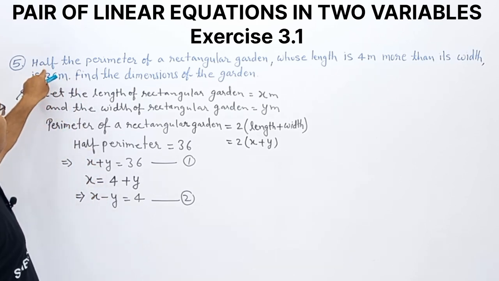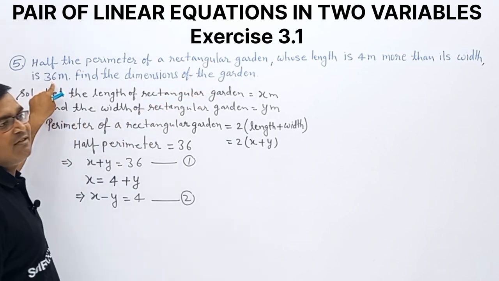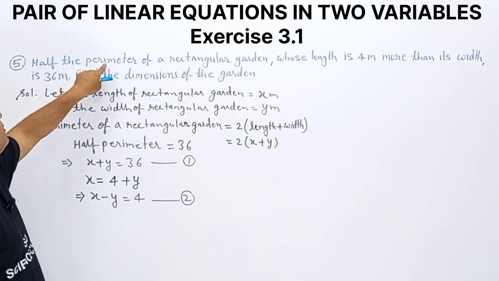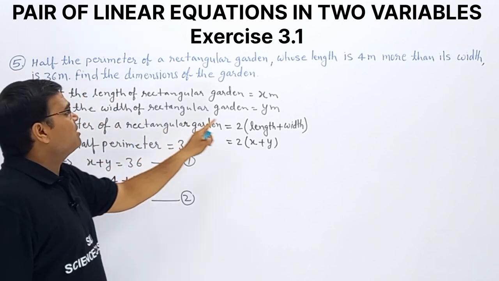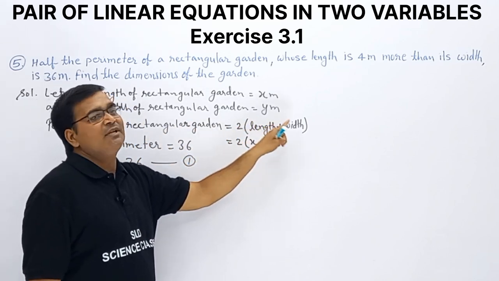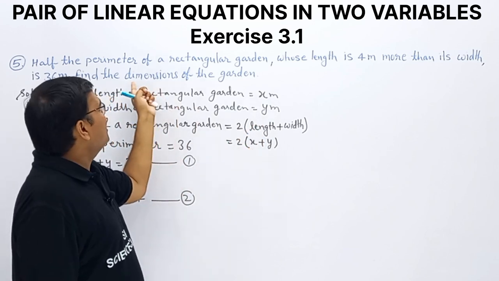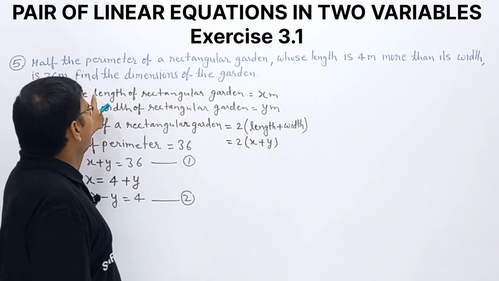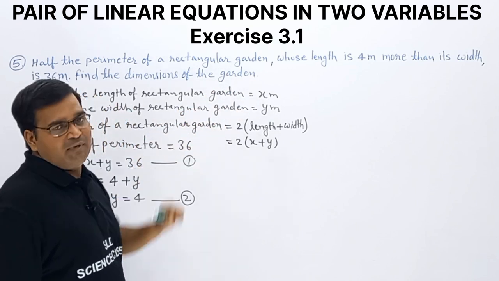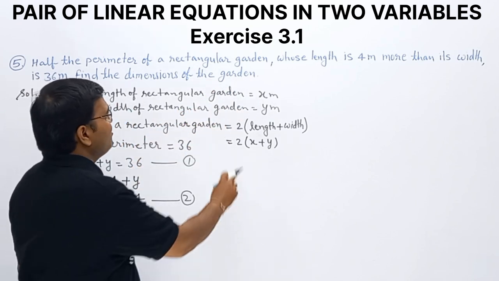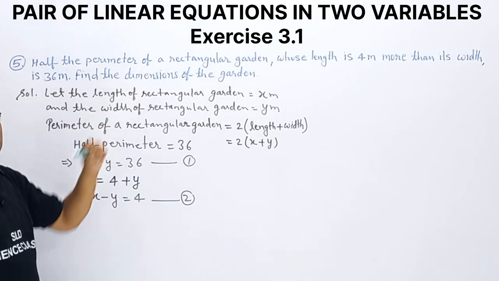In the question, we have half the perimeter of a rectangular garden is 36 meters. First we should know the perimeter of a rectangular garden. The perimeter is 2 times (length plus width). We want the dimensions of the garden, so we assume the length as x meters and the width as y meters. So 2 times (x plus y) is the perimeter of the rectangular garden.